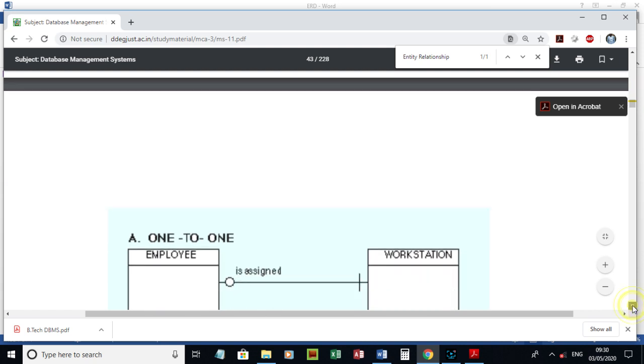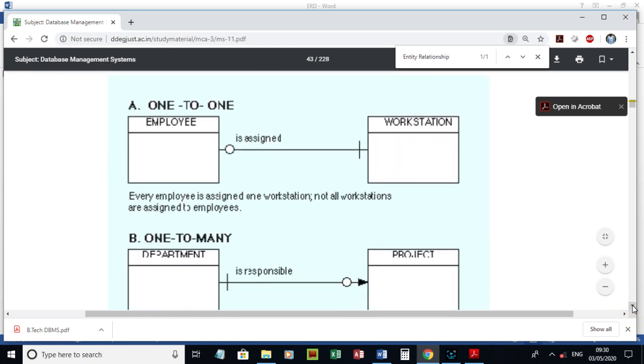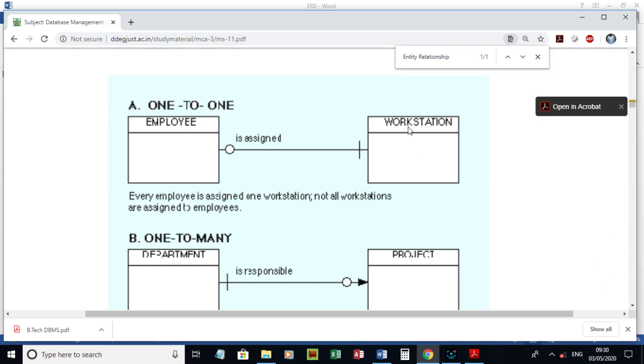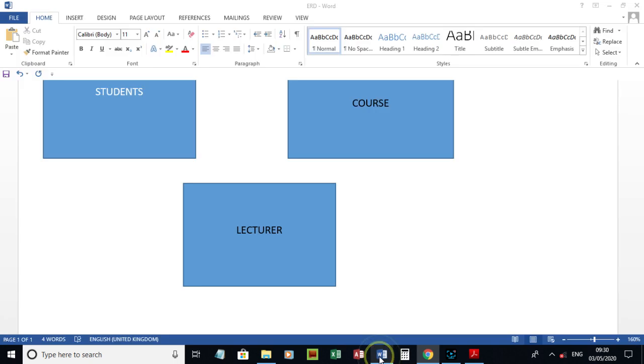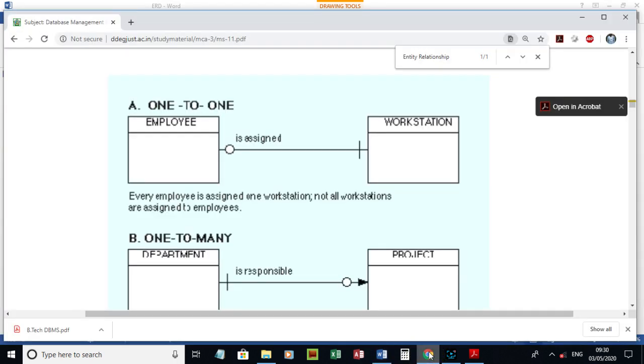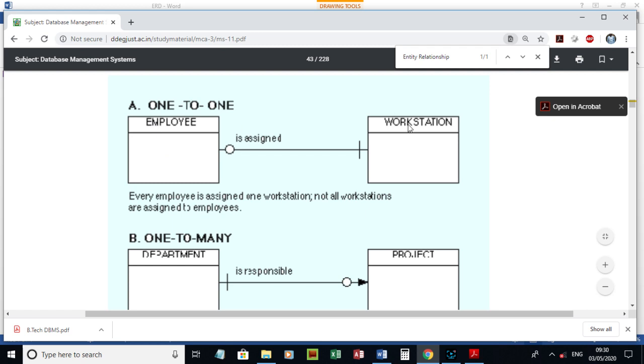You see, so I mean, back in linear design also, you have one to one: employee, and workstation. Workstation means maybe the office or what? Okay, office or maybe what? Please, I'm not confusing you. Students, course, employee, owner, workstation. Okay, employee, workstation. It's the same. So we confirm. Employee, workstation. Okay, that is the entity relationship diagram.